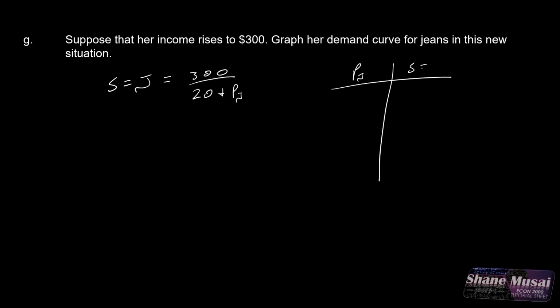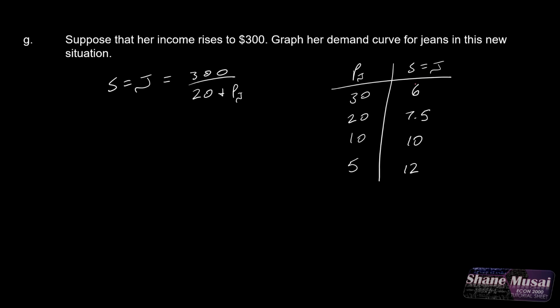Then the equation that we just derived before would now be S equals J equals 300 over 20 plus the price of jeans. And if we create our same table, price of jeans versus the number of jeans, for every price, 30, 20, 10 and 5, her demand increased. It increased from 4 to 6, from 5 to 7.5, from 6 and 2/3 to 10, and from 8 to 12.